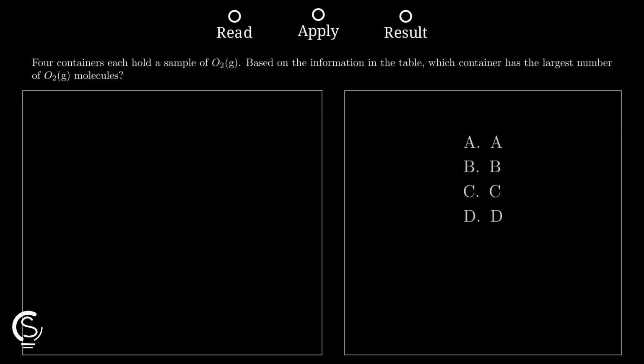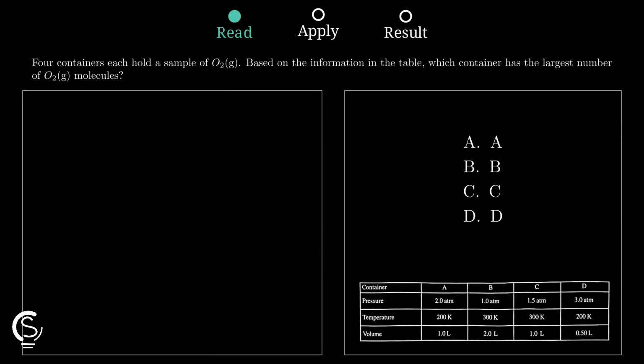The number of molecules depends on the amount of gas present, so we're really comparing moles of O2 in each container, not just staring at one table entry. According to the ideal gas relationship, the amount of gas is proportional to PV over T, so pressure and volume help, while a bigger temperature actually reduces moles.